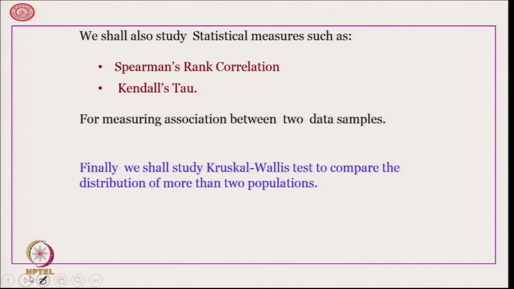So, we have mentioned one sample, then two samples. What happens if we want to test the equality of distributions of more than two samples, say k samples, where k is equal to 3, 4, 5, etc.? The corresponding test is called the Kruskal-Wallis test, and we shall study it towards the end of this lecture series. So, these are the major non-parametric tests that we shall study in the course of time during the lecture series.